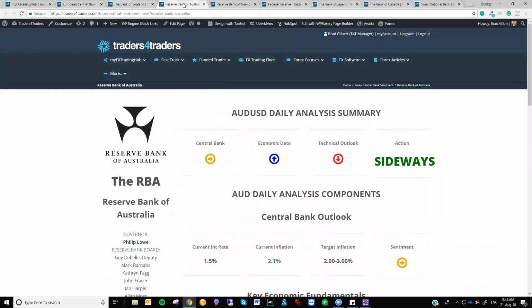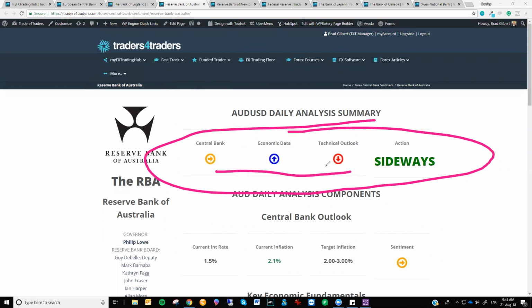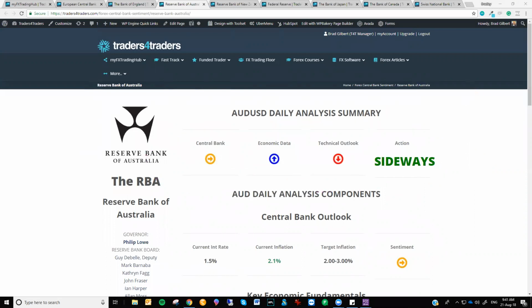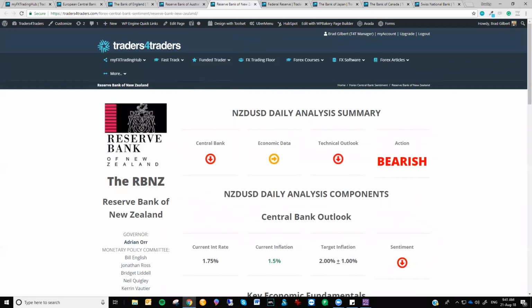This is tangible information that you can look at each day and get an idea of where the potential strategy is or what move. Like the Aussie, this is a classic sideways situation: neutral central bank, positive economic data, and it's in a downtrend. That is just too hard. So with this analysis, you can go, yeah, that's just way too kooky for me. There's no clear direction. And when there's no clear direction, traders across the board will not know what's going on.